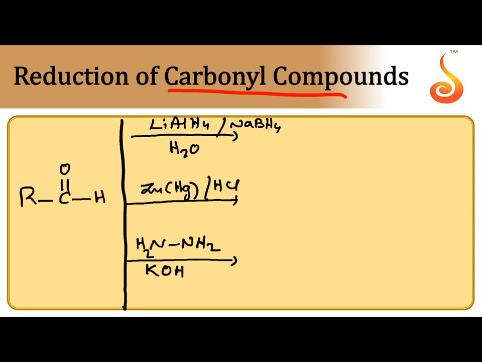Reduction of carbonyl group, two types. Carbonyl group partially reduced by the breaking of pi bond, two hydrogens are added, one at oxygen, other one at carbon, that gives alcohol. This is partial reduction. In this case only 2 hydrogens are involved. If 4 hydrogens are used, what happens?